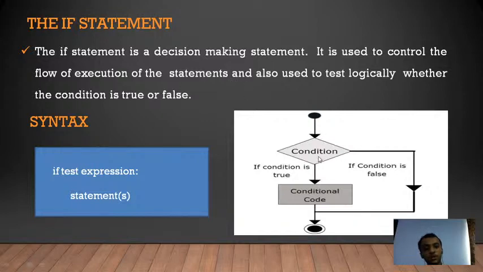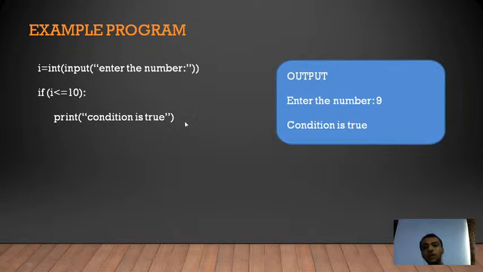First the condition is checked. If the condition is true, then the statement inside the if statement will be executed, and if the condition is false, then it will skip the statements inside the if statement, and then it will go afterwards. So an example is given here. We will see this in Jupyter notebook.